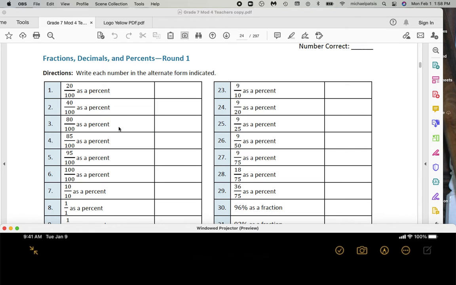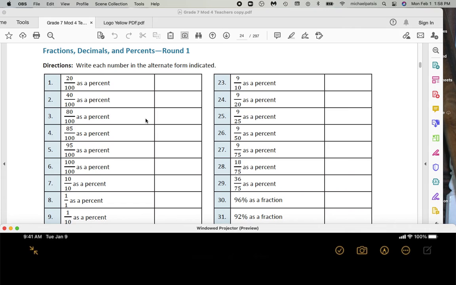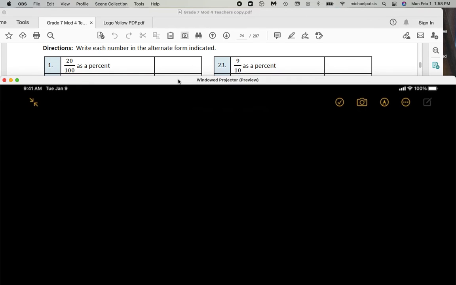Okay, this is taken from Eureka Lesson 1, and it's a chart here where they ask several of these problems. So let's do a few of these. First one, 20 over 100 as a percent.